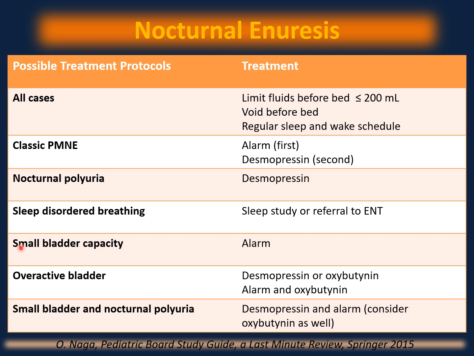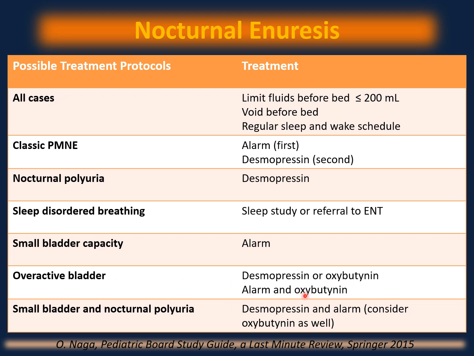A small bladder capacity, you need to give the alarm. Overactive bladder: desmopressin or oxybutynin. Oxybutynin antagonizes the acetylcholine. So if you have overactive bladder, this will relax the detrusor muscle. This will relax the smooth muscle in the bladder by antagonizing the acetylcholine at the muscarinic receptor. It's called oxybutynin. It's an excellent medicine.